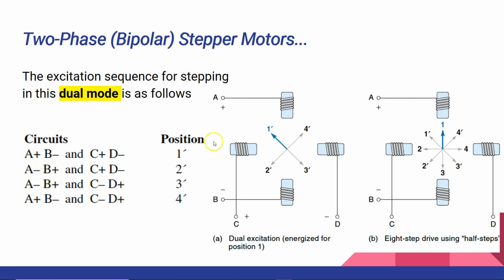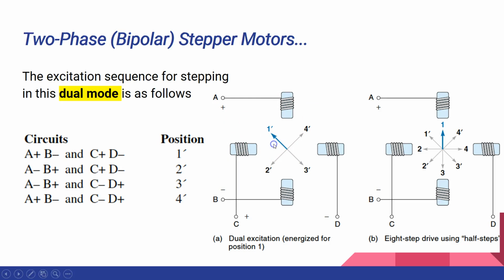So in this dual mode, having two circuits on at the same time will produce more torque when compared with the single excitation mode. However, in this one, more current is consumed and the controller is more complex. Still, because it produces the greatest power to weight ratio, this bipolar with a dual excitation mode is very common.